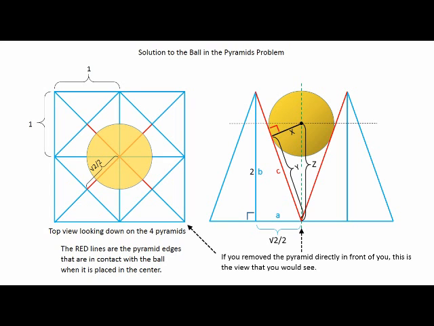Furthermore, we know that these 2 vertical lines are parallel. Therefore, these 2 angles are the same. This means that triangles ABC and XYZ are similar, which means that their side lengths are proportional. Therefore, A is to X, as B is to Y, as C is to Z.